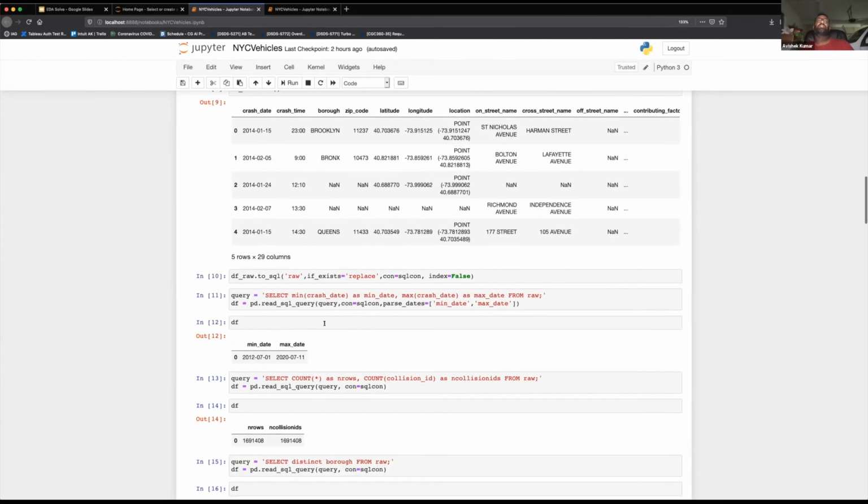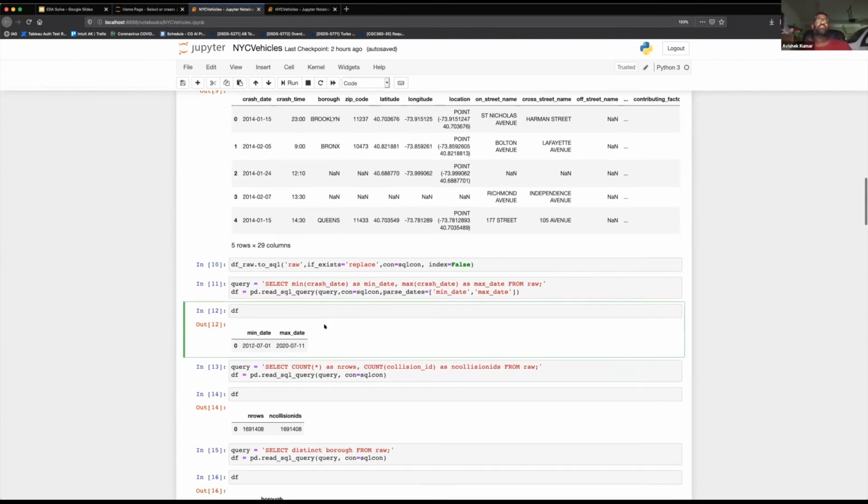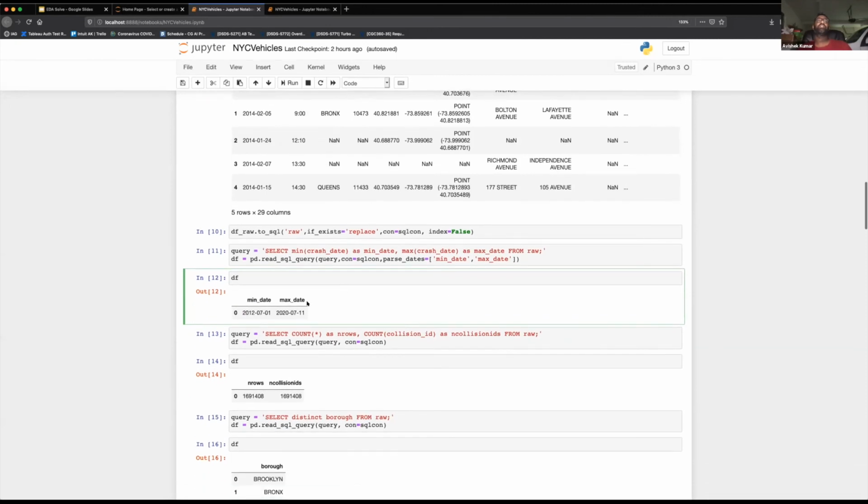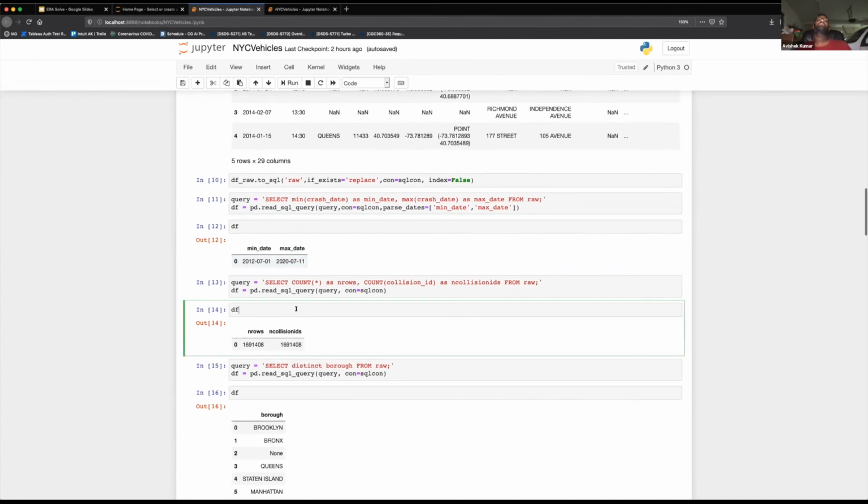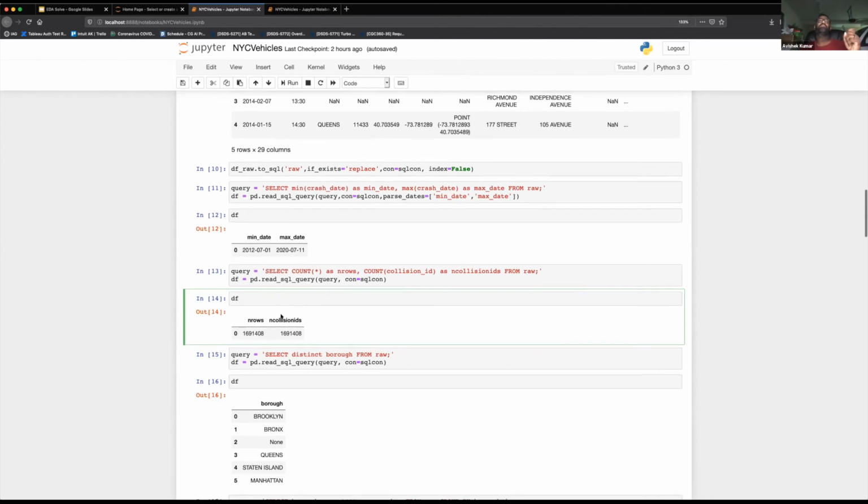First, we can see what dates we have data for. We can find the min and max crash date, and we can see that we have about 8 years of data, from July to July. Then we can see, well, is our collision ID really unique? And you should always check. Do not ever believe someone's unique identifier is unique, because that has happened to me before. But you do have as many collision IDs as you have rows.